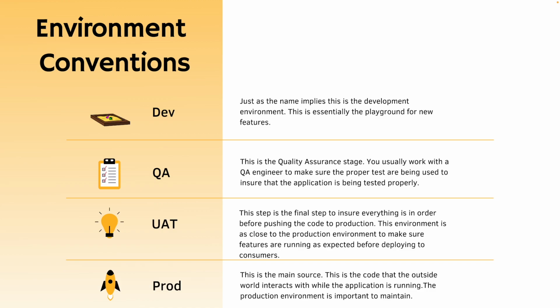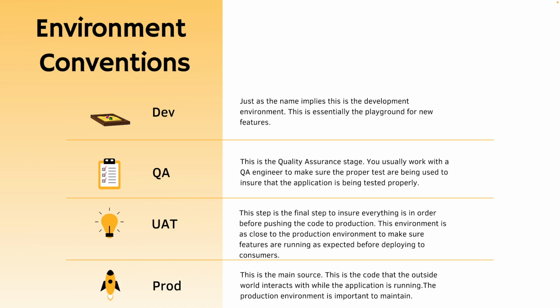Then there's QA, which is short for quality assurance. This is the environment that testers and the quality assurance teams use to make sure that everything is working, and that there are tests to make sure that everything is working as expected. So usually you'll work with a QA engineer to make sure that the proper tests are being used to ensure that every nook and cranny of the application is being tested and running accordingly.